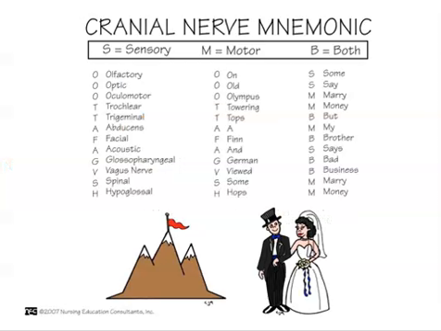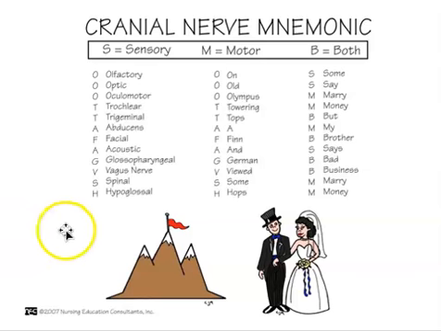We use what are called mnemonic devices, little sayings that we keep in our minds to help us remember things like names and numbers, sensory, motor, mixed, and so on. On this slide, I have just one example of some of the mnemonic devices that people have developed to help them learn cranial nerves when they're taking anatomy.